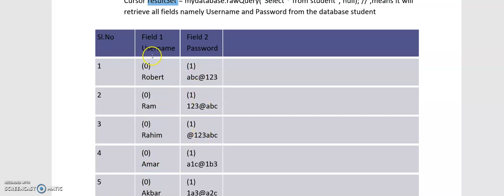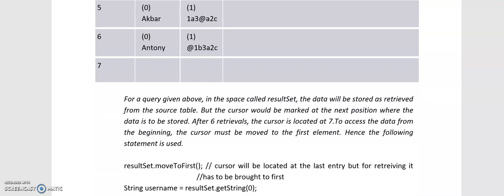Now the point here is you have to see that there is a field name for each of these things. So this is field 0, this is field 1, this is again field 0 of the row 2. Row 1 will have two field names, 0 and 1. Row 2 will have field name 0 and 1, and respectively there is a combination up to 6, 0 and 1. So for a query given above, in the space called result set, the data will be stored as retrieved from the source table.